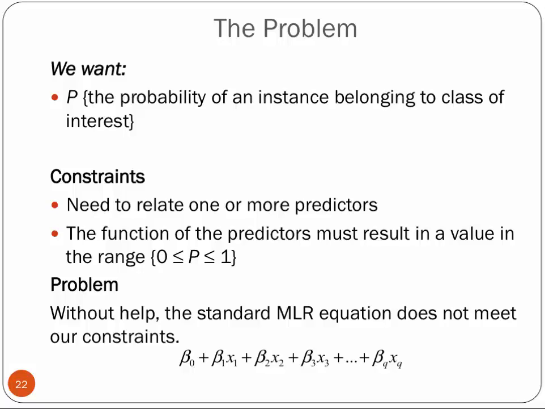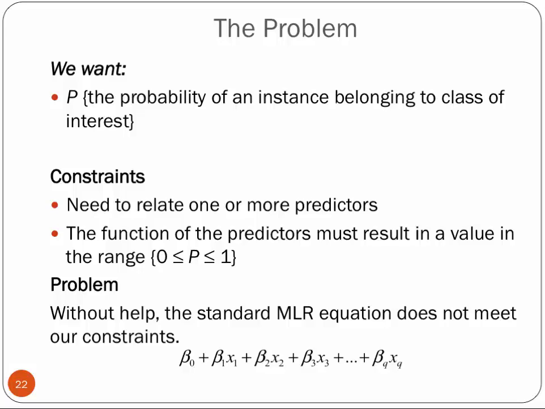In a previous show, I talked about why multiple linear regression does not work well when you have a binary outcome. So when you have a success or failure, or a yes or no, or a true or false outcome. So we need a different solution. We'd like the outcome to be the probability that an instance will belong to the class of interest.